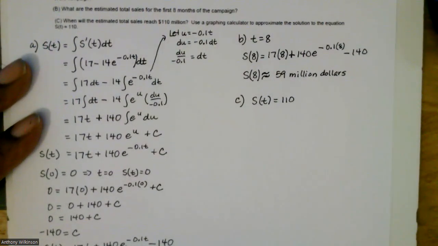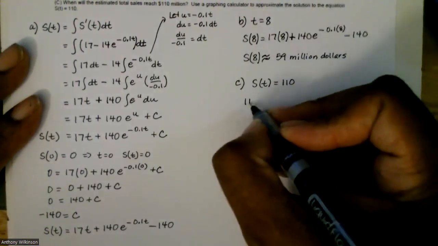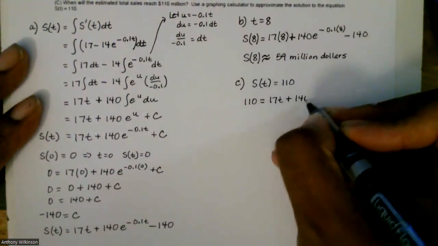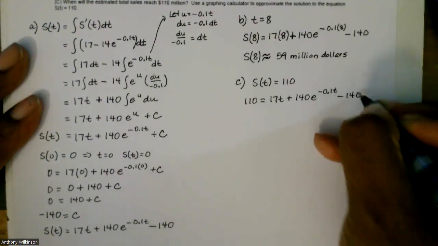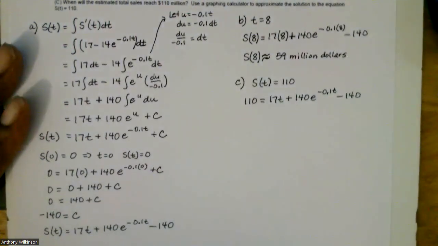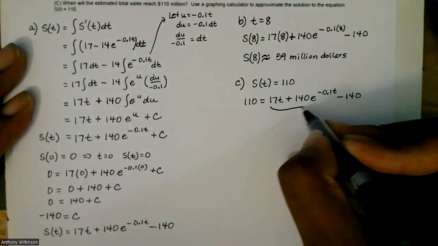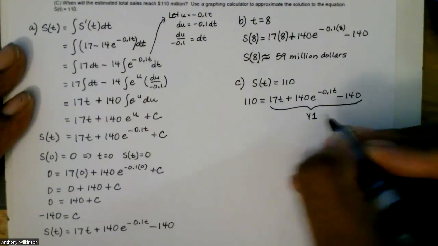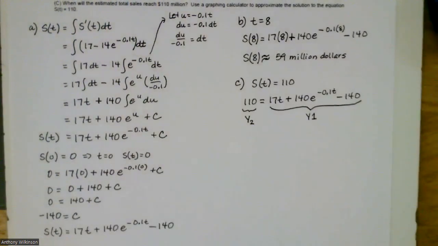So S of t is going to be 110. So that means I'm going to be taking this equation down here, replace S of t with 110. So I'm going to have 110 here that's equal to 17t plus 140 e to the negative 0.1t minus 140. Okay. So this is why you're going to need your graphing calculator for this one, because I'm going to tell you this: you're not going to be able to do this algebraically. I'm going to put this in y1, and the 110 will go into y2. I'm going to show you.